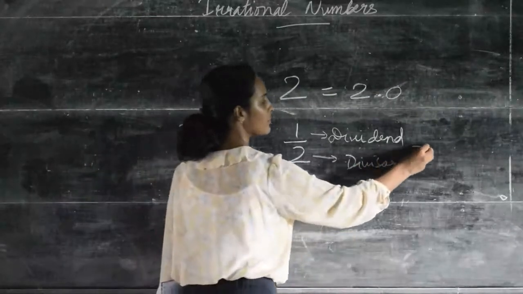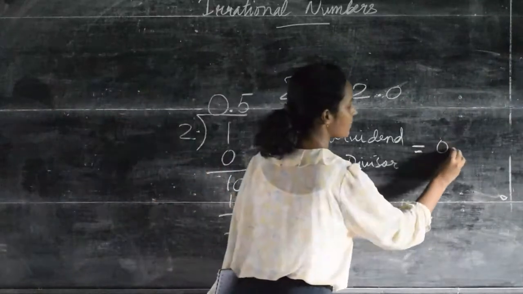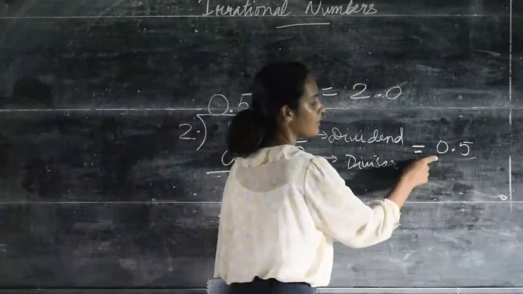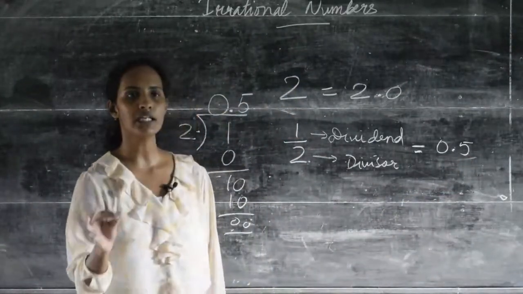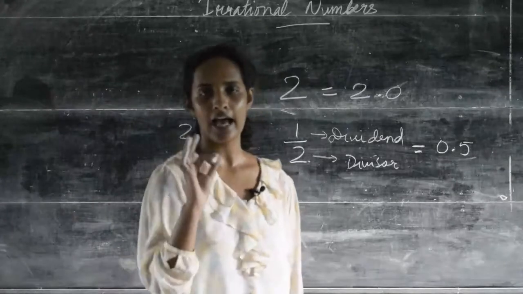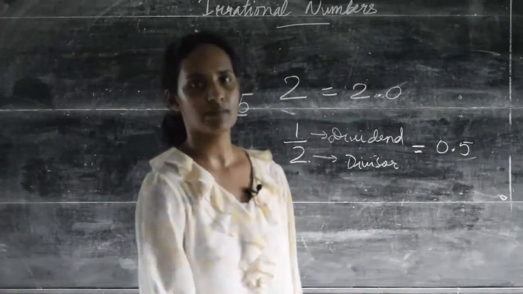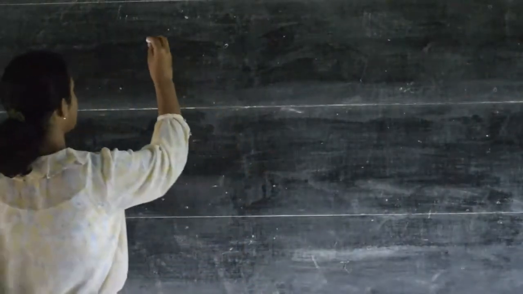So 1 by 2 can be represented as what? 1 by 2 can be represented as 0.5. Yes or no? So what is the decimal expansion of 1 by 2? 1 by 2's decimal expansion is 0.5. So likewise, whatever number I take in mathematics, I have a decimal expansion for that number. Any number can be represented using a decimal expansion, right? Okay, so next we are going to study the types of decimal expansion.